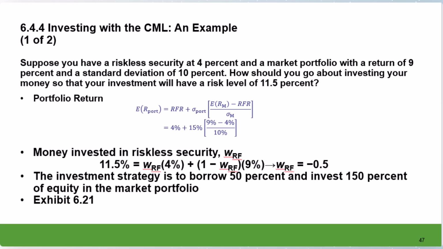So this, again, kind of illustrates this idea of what we refer to as the separation theorem. Everybody buys the same risky thing, but the risk that you take, the benefit that you receive, depends on your risk aversion and how much risk you're willing to assume.